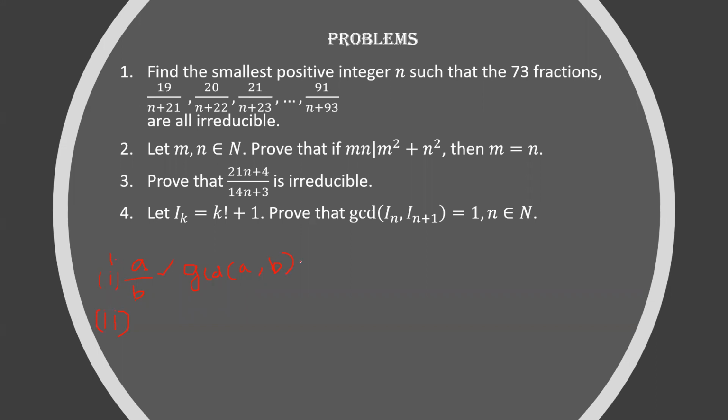Okay. So now we look at this. Now GCD of 9. If they are all irreducible, then GCD of 19 comma n plus 21 is 1. GCD of 20 comma n plus 22 is 1. GCD of n plus 23 and 21 is 1. So what do we have? We have n plus 21, 19, n plus 22, 20, n plus 23, 21, and so on.